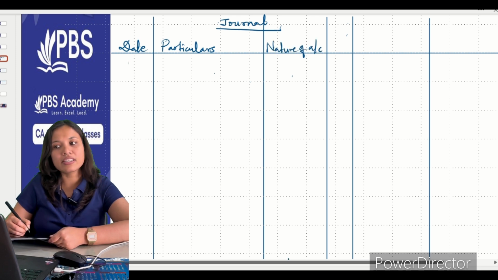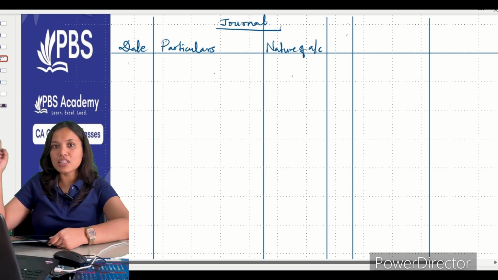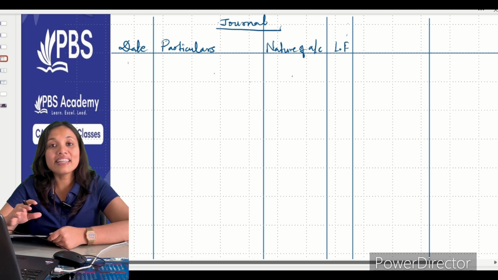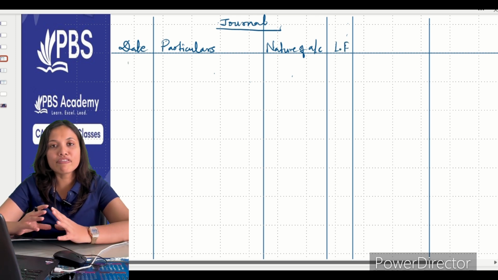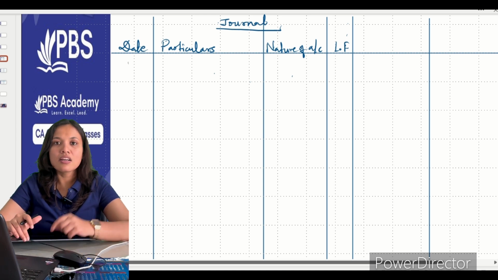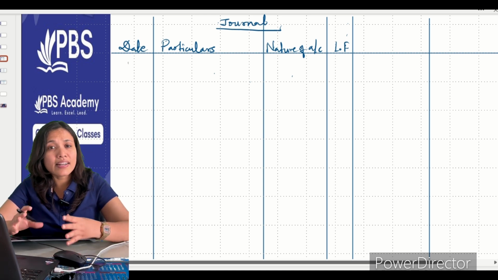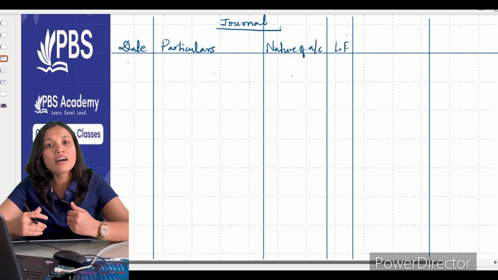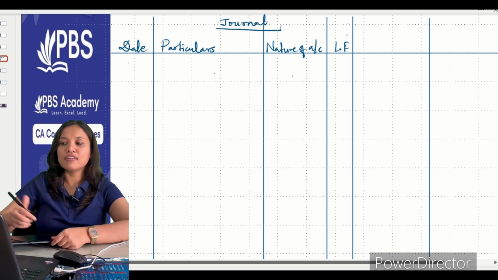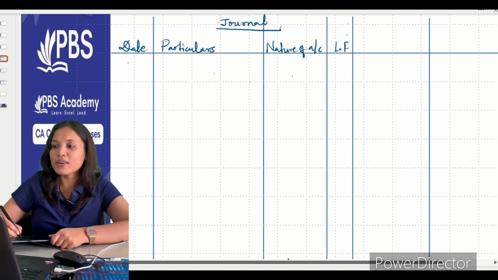Write in full, don't write AC, write accounts. You're not allowed to use any kind of shortcuts. Try to write everything in full in the examination as well. I'll be using many shortcuts while writing, but I am telling you, you are not allowed to write it. You must write everything in full. That advantage can only be taken by me and not by you.